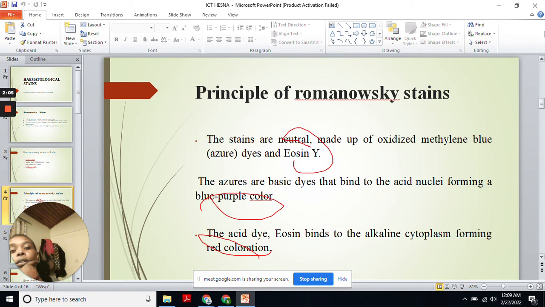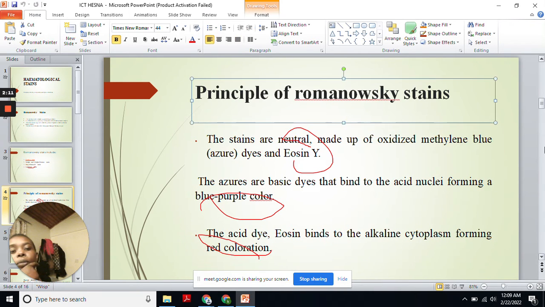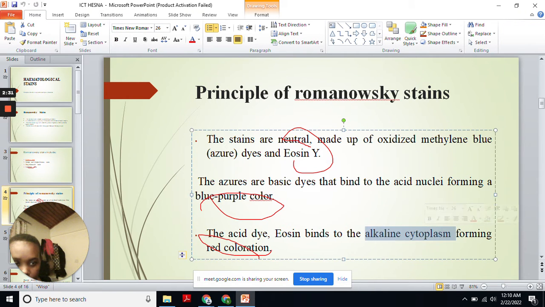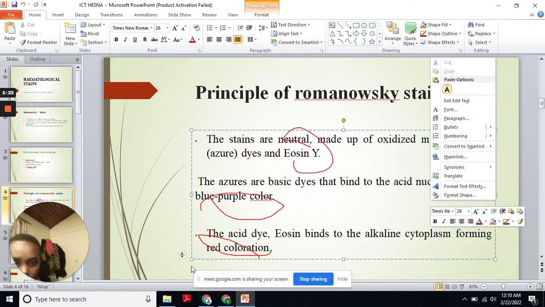The principle of Romanowsky stains. These stains are neutral. They are made up of oxidized methylene blue, azure dyes, and eosin. The azures are basic dyes that bind to the acid nuclei, forming a blue-purple color. The acid dye eosin binds to the alkaline cytoplasm, forming a red coloration.